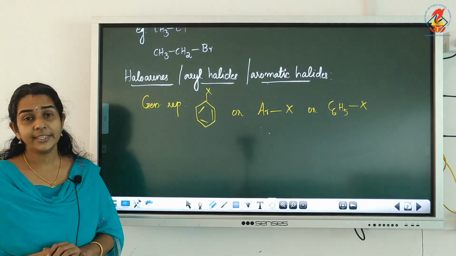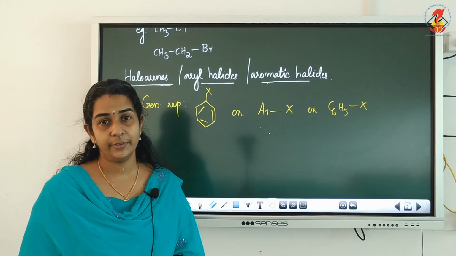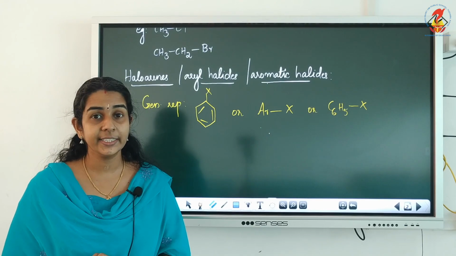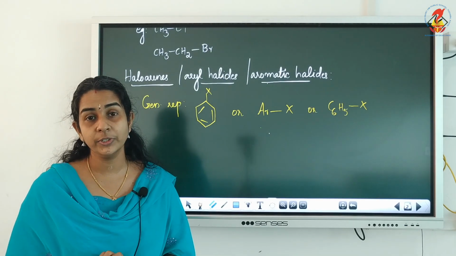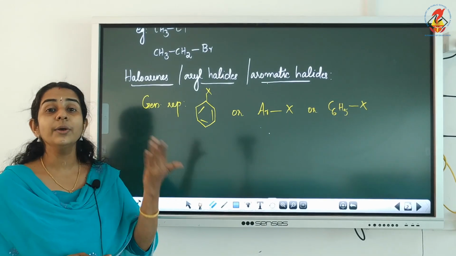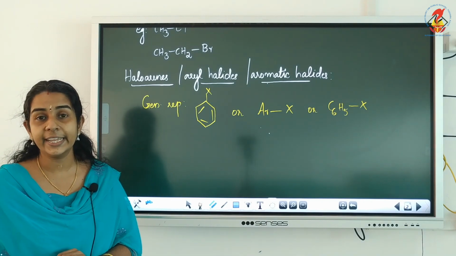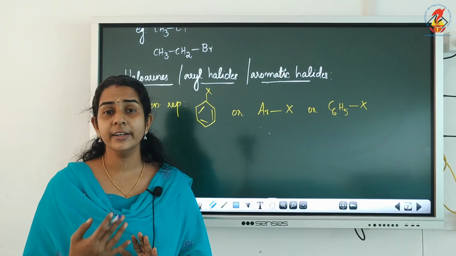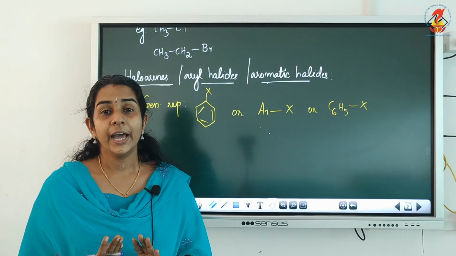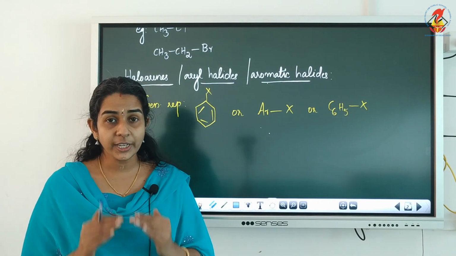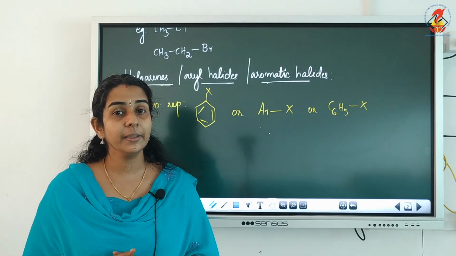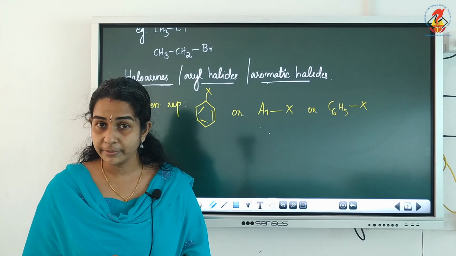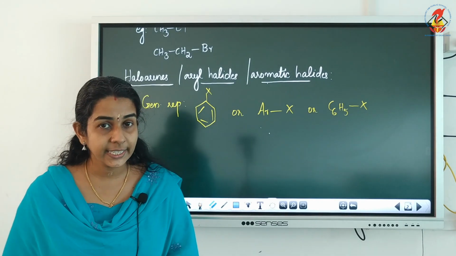Now, the next type is haloarenes. We already studied arenes in class 11. Arenes means aromatic compounds. There are many aromatic compounds, but for us aromatic means containing a benzene ring. So haloarenes means halogen-containing aromatic compounds, with the halogen atom attached to a benzene ring.